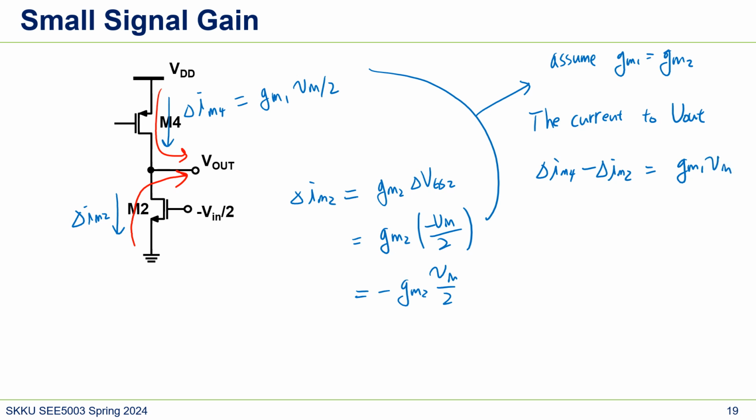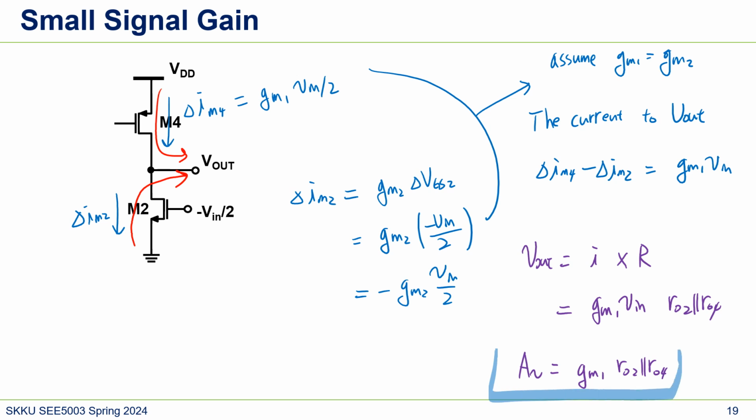And then we will calculate Vout. So Vout would be current times resistance, and that's GM1 Vin times RO2 parallel RO4. So the gain is GM1 times RO2 parallel RO4. So this is the final answer.